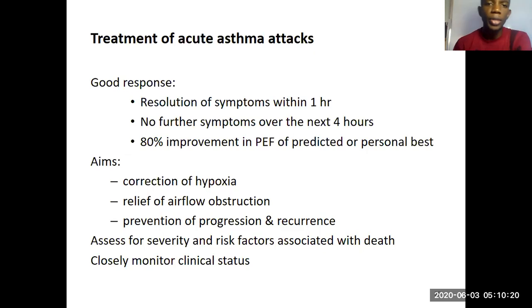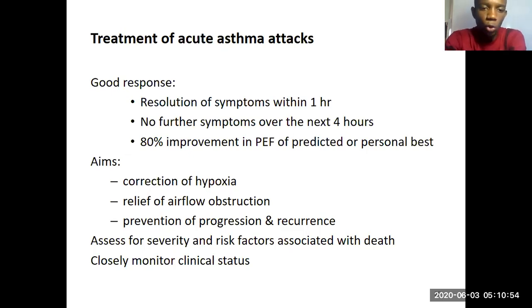Now, treatment of acute asthma attacks. Good response. Resolution of symptoms should be within 1 hour. No further symptoms over the next 4 hours, and 80% improvement in the peak expiratory flow of predicted or personal best. So that is what we are going to classify as a good response: when our symptoms are resolved within an hour and this patient has not exhibited any other symptoms within 4 hours.